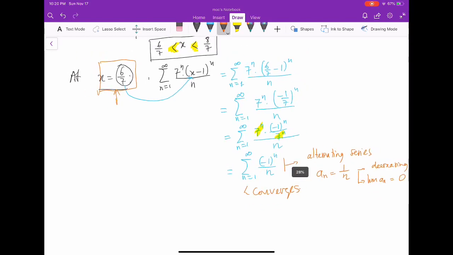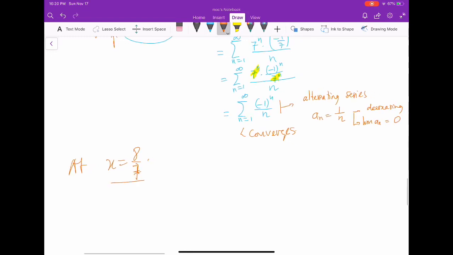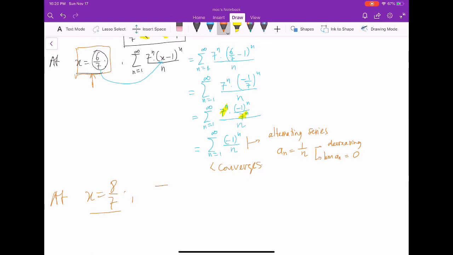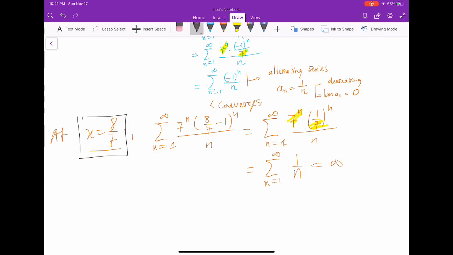All right, now let's consider the other endpoint, when x equals 8 over 7. Again, you plug this point into the original series. So our series looks like this: the sum from 1 to infinity of 7 to the n, 8 over 7 minus 1 to the n over n. We do the computation and simplify. 8 over 7 minus 1 is 1 over 7 to the n over n. Of course you see here we have 7 to the n and 1 over 7 to the n, and that is just 1, right? So basically this is equal to the sum from 1 to infinity of 1 over n. This is the harmonic series. The power is 1, so this series diverges. That means the other endpoint is not in the interval of convergence.